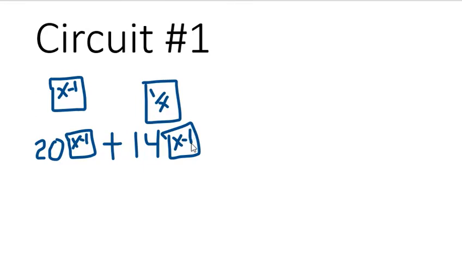So if I do this, 20 x to the negative 1 plus 14 x to the negative 1, add them up, I get 0.1214, and it keeps going. 1214285714. That's what I get so far.